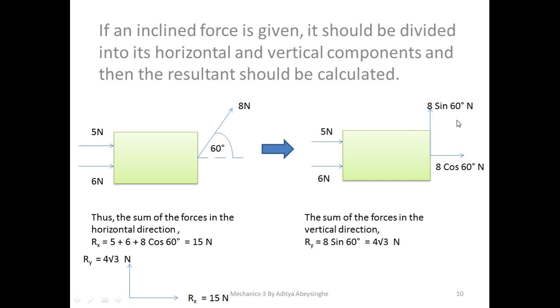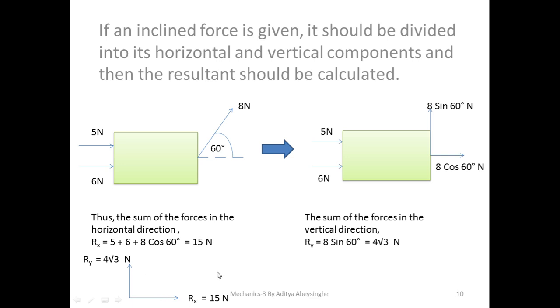You also have a force in this direction which is 8 sin 60. So sin 60 is root 3 over 2. Since this is the only force available in this direction, the sum of forces in the vertical direction is 8 sin 60. So you know that Ry is now 4 root 3 newtons and Rx is 15 newtons.